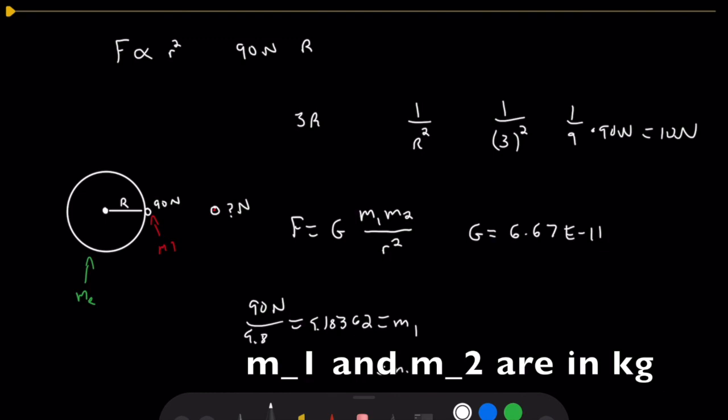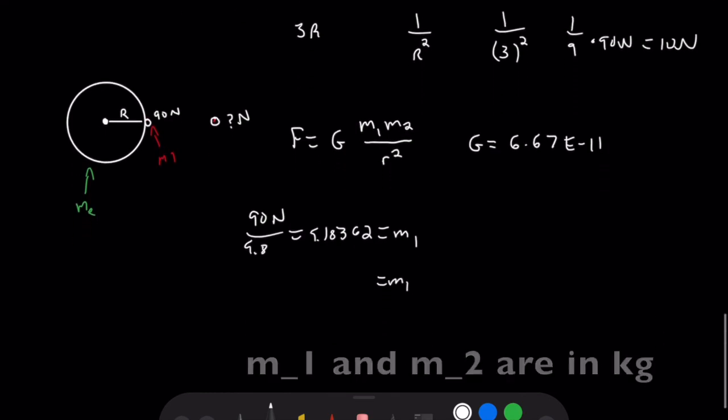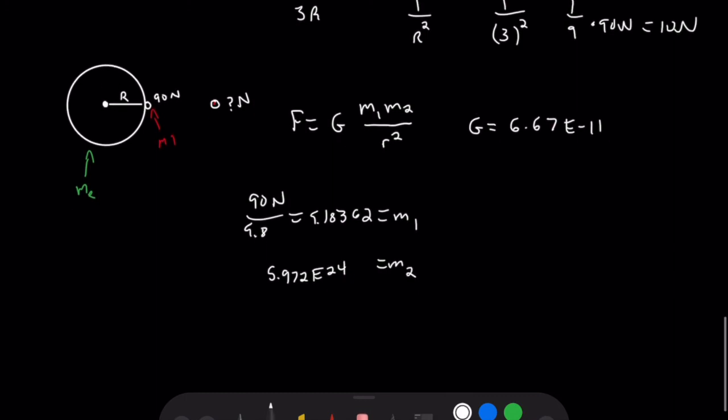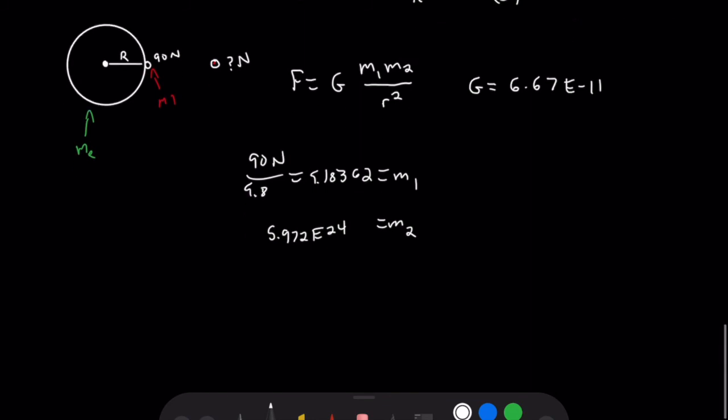And m2, this is the mass of the Earth. It's going to be 5.972 times, we're just going to use the E notation, E24. Cool, we've got that. Sorry, I mislabeled that. That's M2. And the radius of the Earth, I've got to double check this. What is the radius of the Earth? Oh no, we can actually solve for that. We have M1, we have M2, we have gravity, we have force. We don't even need to look that up. We can just verify that.